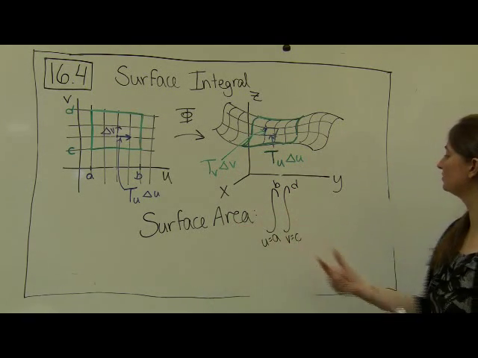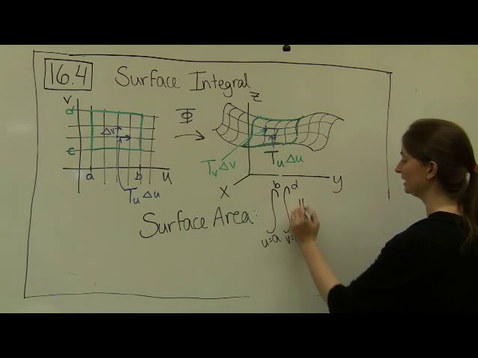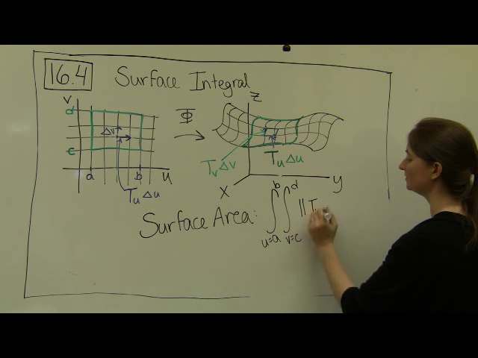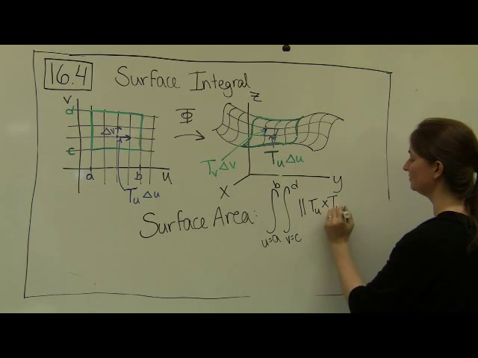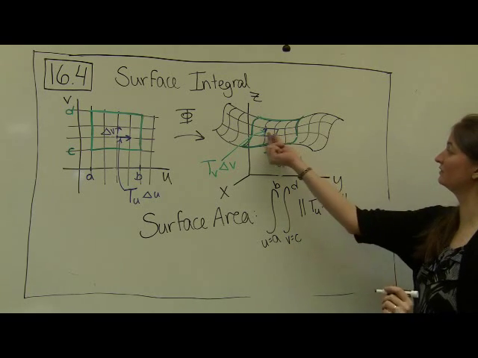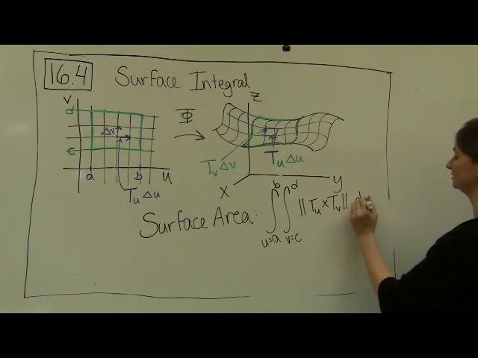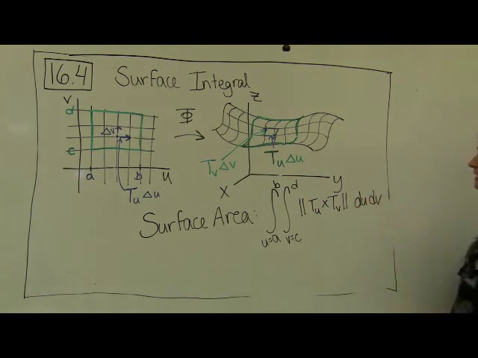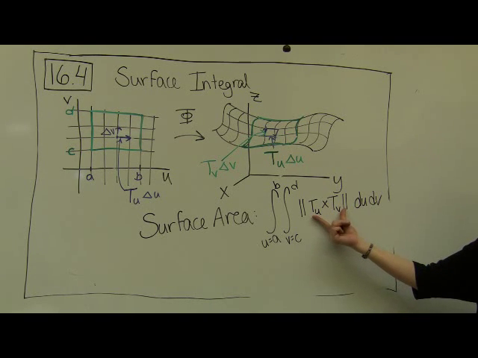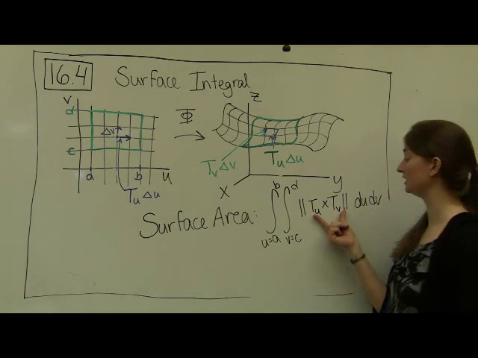And we're going to take this surface area, it's just the magnitude of T sub U crossed with T sub V, because that's the area of one of these rectangles, du dv. And if I wanted to shorten this formula a little bit, I don't have to write T sub U crossed with T sub V every time.